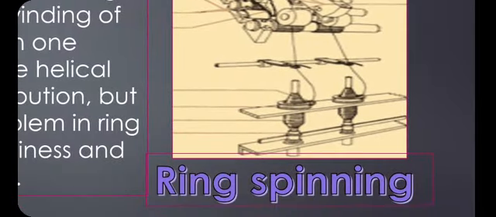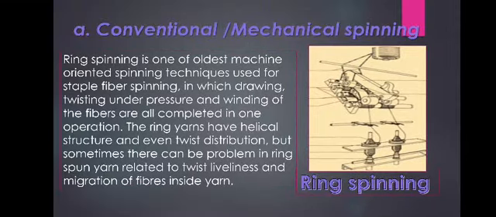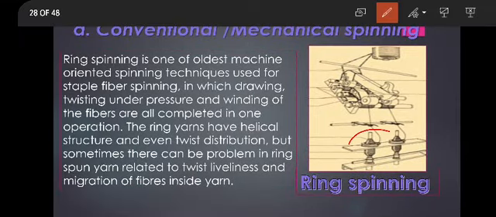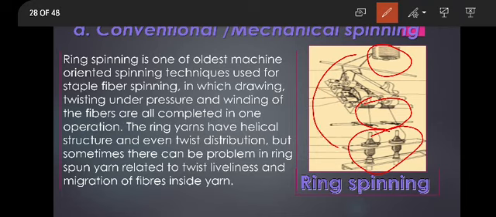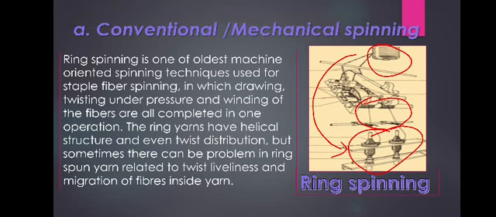These are the spools, in which these are the slivers. These slivers are pulled out and twisted to form the threads. These threads are wound on a spindle, and this is a continuous process. So this is known as the ring spinning process.